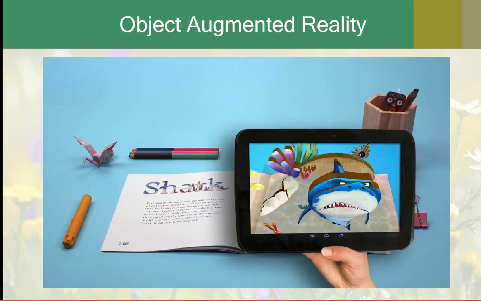Another place it's used in print is storybooks. It brings to life the graphics on a page in a three-dimensional view. It can also be talking. It can be a video where the shark is actually moving, providing some additional fun for the experience of reading the book.